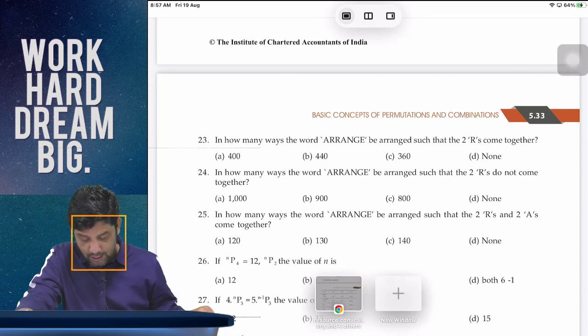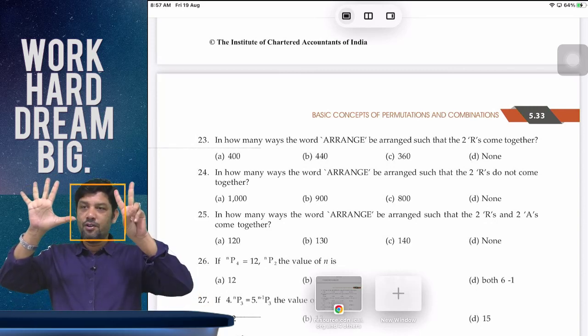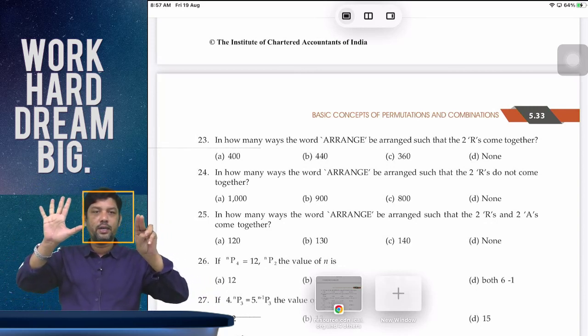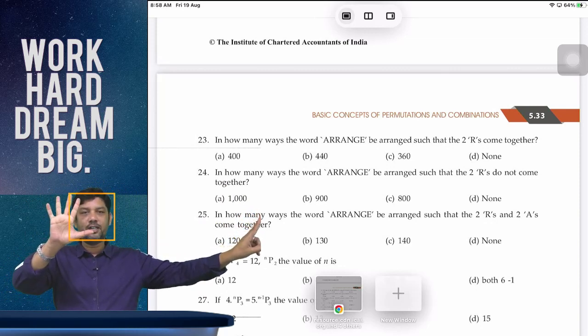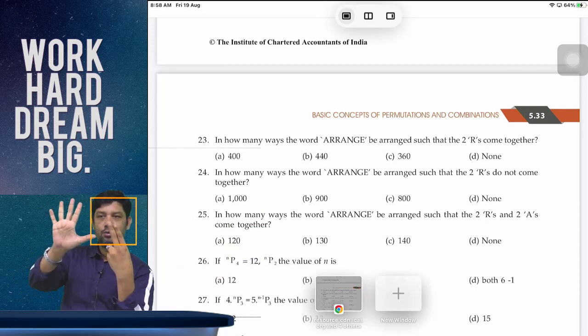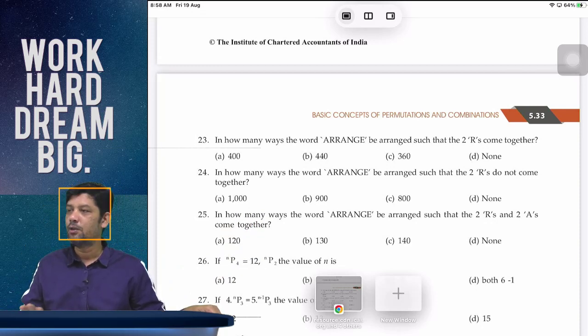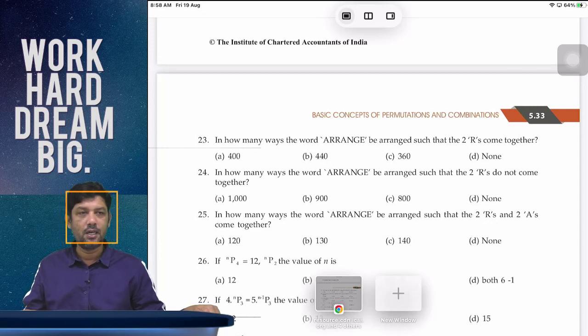Now, in how many ways can the letters of the word be arranged such that two R's do not come together? Option B. 5 different letters, 2 R's. Now these 2 R's will never be together. Keep them aside. First, we will arrange these 5 letters. 5 letters can be arranged in 5 factorial ways into 6P2, divided by 2 factorial. Is it 120 into 30 divided by 4? 30 into 30, 900 I am getting. Am I right? Yes.